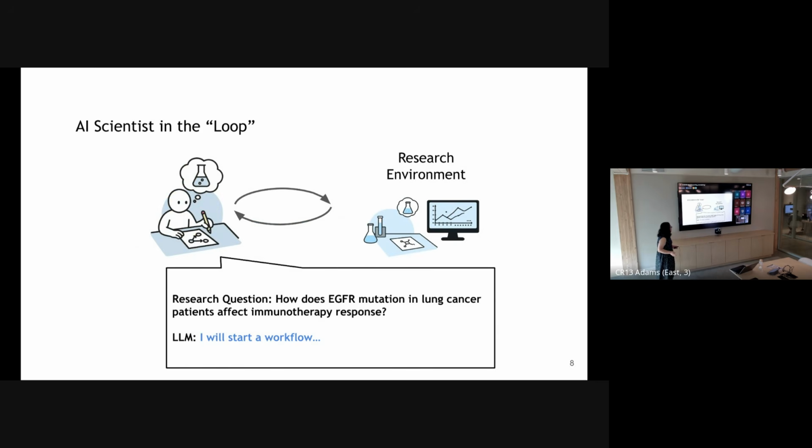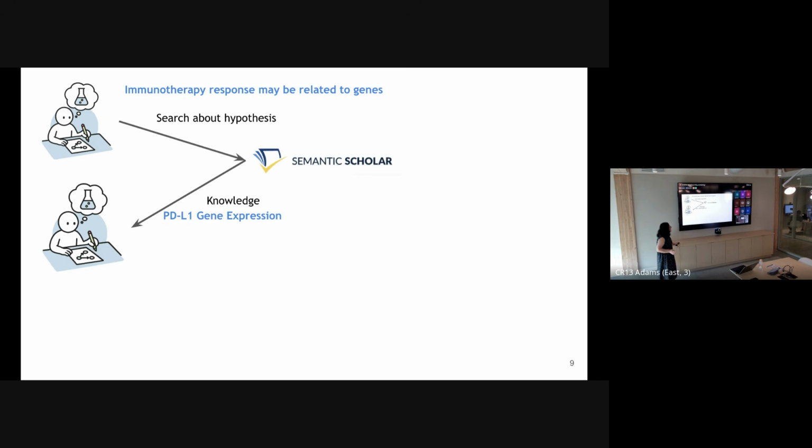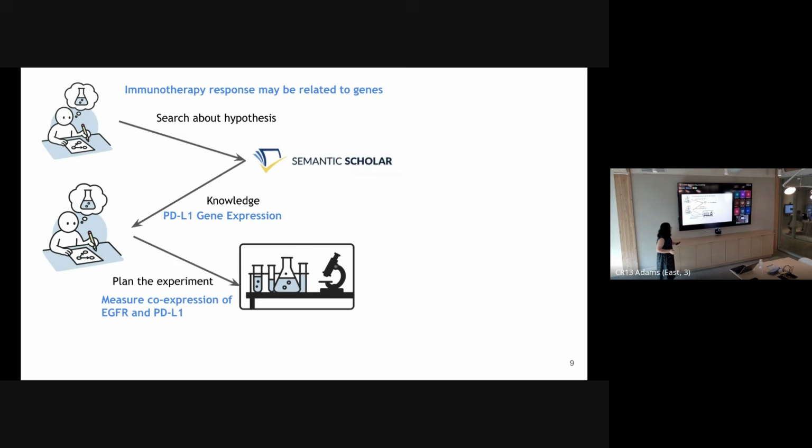So what will happen if we instead attach it to a research environment? The large language model agent could start a workflow. We can see here that first it can search for hypotheses. A simple hypothesis will be that immunotherapy response is very related to some genes, and we'll look at what kind of genes in fact affect immunotherapy response in Semantic Scholar. And after searching for a bit, it will find that PDL1 gene expression is very related, and then it will try to plan an experiment.